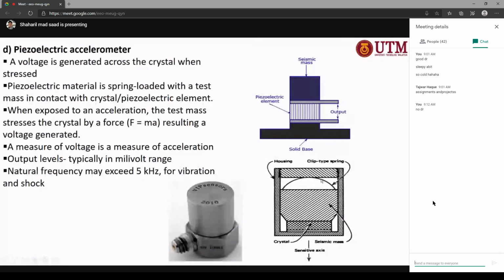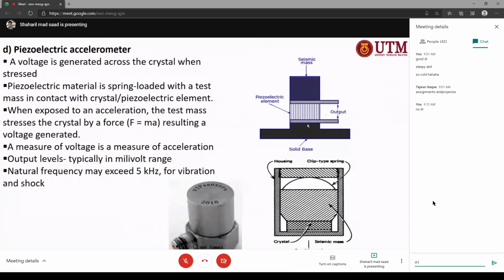And then when you give some forces to this sensor, it will push the spring, and then the spring will push the mass, and the mass will push the piezoelectric element, or we call it a crystal, and then you can get the output from that. Okay, this is the diagram of the piezoelectric accelerometer. Okay. All right. And then the explanation, I think you can describe by yourself, and you can refer to this one.